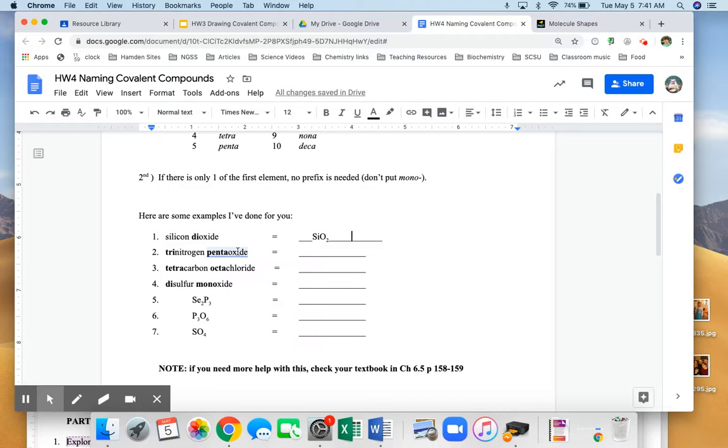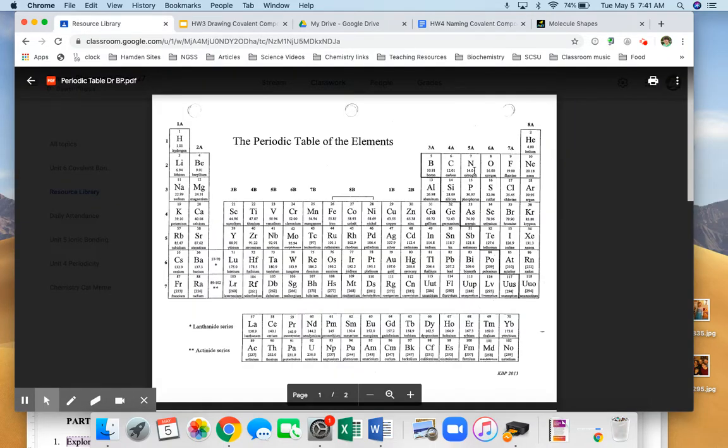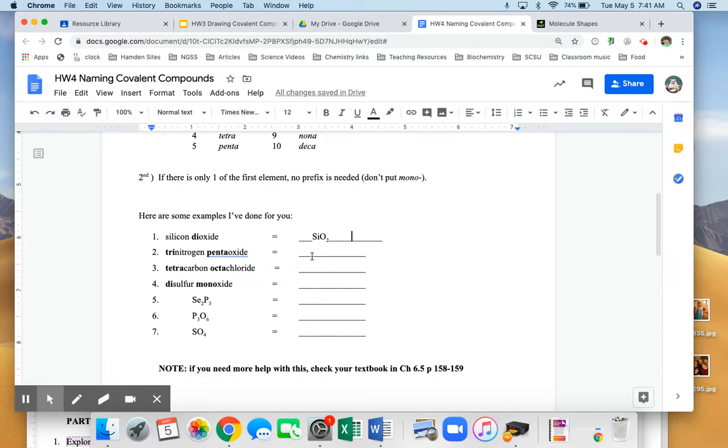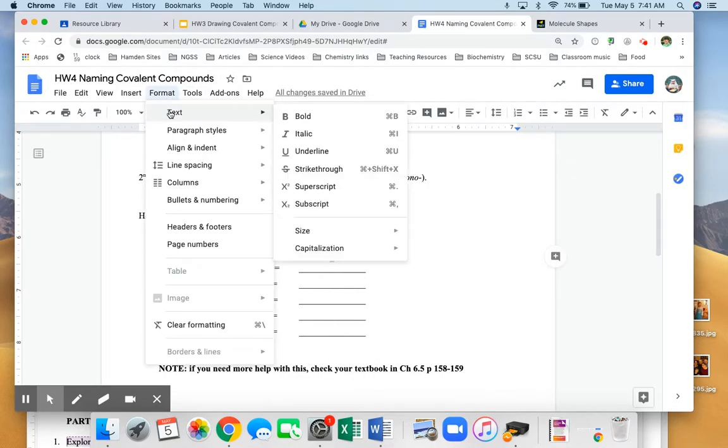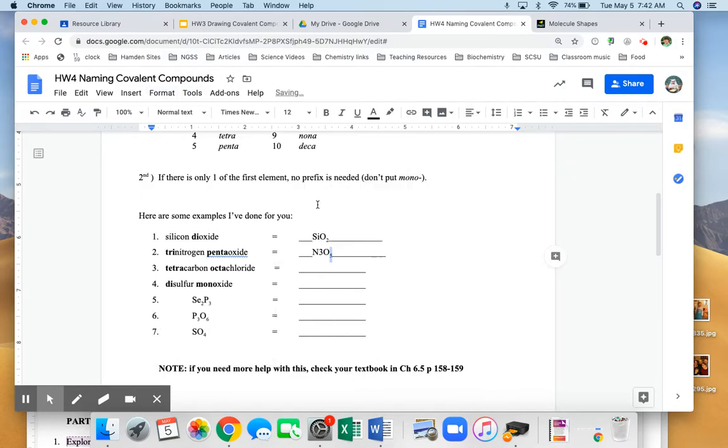Trinitrogen pentaoxide. So nitrogen, our symbol for nitrogen is N. N3, because tri means there are 3 nitrogens, N3, pentaoxide, O5. Remember, you have to go back and change those numbers into subscripts, little numbers. N3O5. I'm going to give it some space so I can see it.